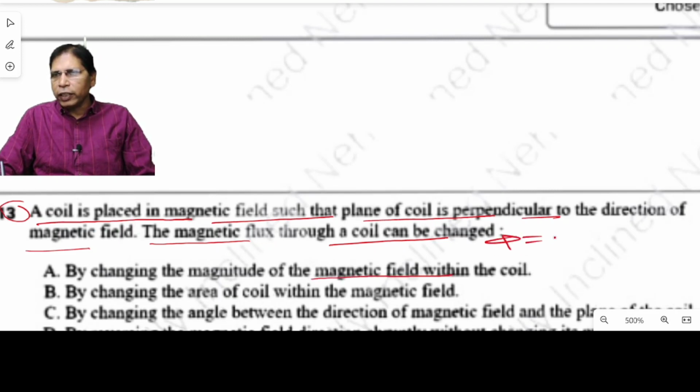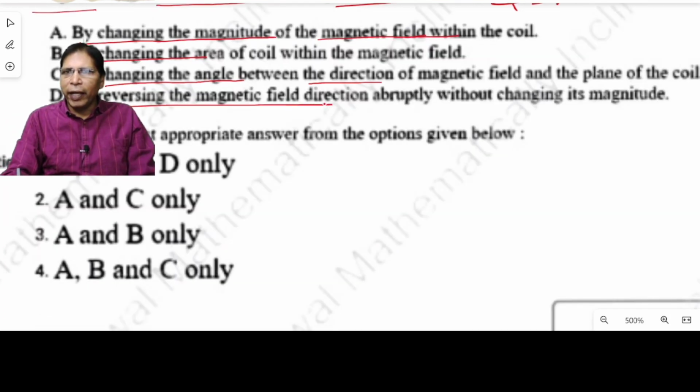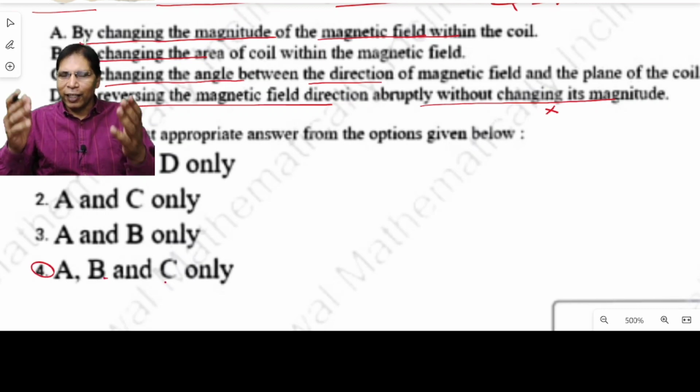Look at this, flux phi equals N B A cos theta. By changing the magnitude of the magnetic field within the coil, this is a correct option. By changing the area of the coil within the magnetic field, this is also correct. By changing the angle between the direction of the magnetic field and the plane of the coil, this is also correct. By reversing the magnetic field direction abruptly without changing magnitude, no, this does not change flux. So options A, B, C are correct only.